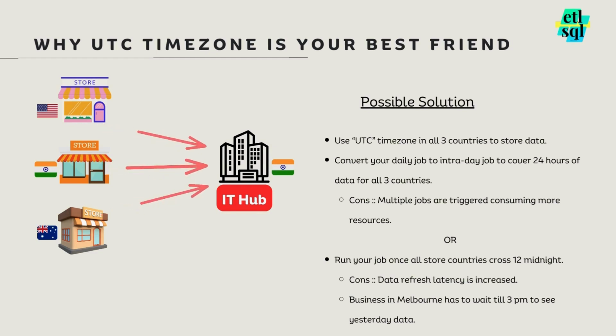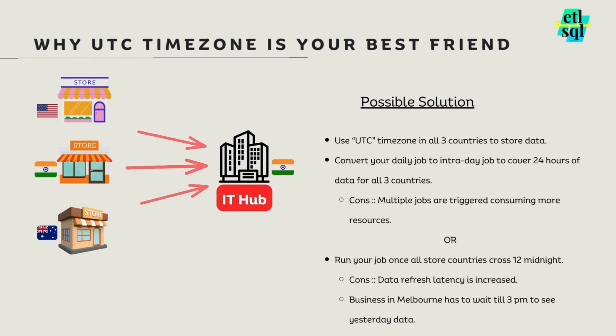The second solution is you run your job once when all the stores across different countries have crossed 12 midnight. Now the downside of this approach is the data refresh, data latency will be very high. For example, a business user sitting in Melbourne office may have to wait for 2 p.m., 3 p.m. to get the sales report for yesterday data. This problem statement is clear to you.